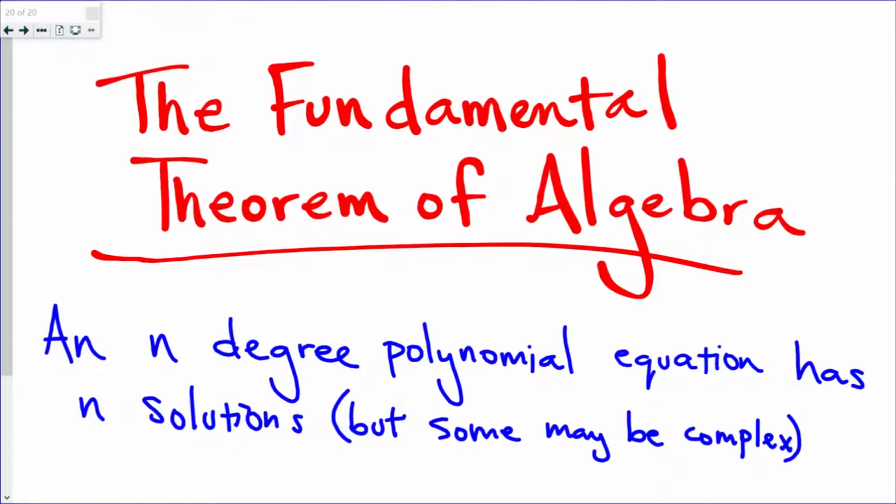Meaning, if it's a second degree or a quadratic, then it will have two solutions. If it's a third degree polynomial equation, then it has three solutions, or whatever the highest exponent is of the equation, it has that number of solutions, okay? But the caveat to that is that some of them may be complex numbers. Let's look at a few examples.